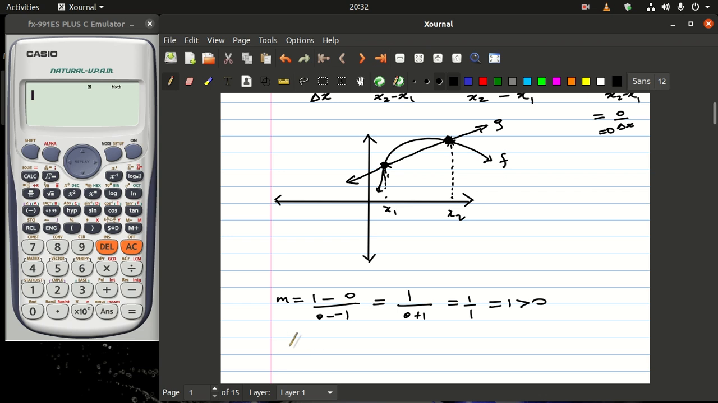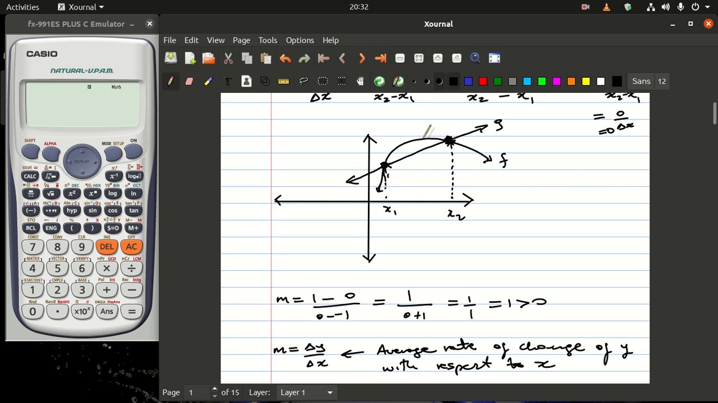That is why we usually say that m is equal to change in y divided by change in x. We usually call this the average rate of change of y with respect to x. So if I pick two points and want to find out if this function is increasing or decreasing, on average, by placing a line here, then I will be able to know that this function is increasing on average or decreasing on average.